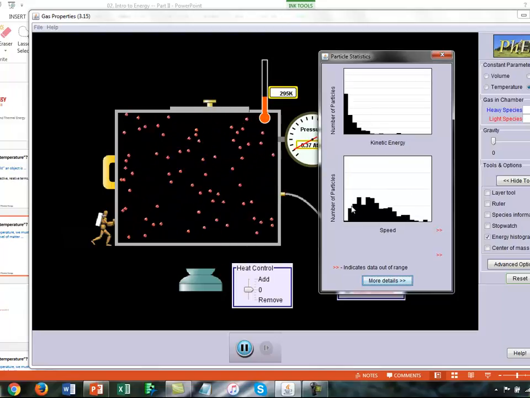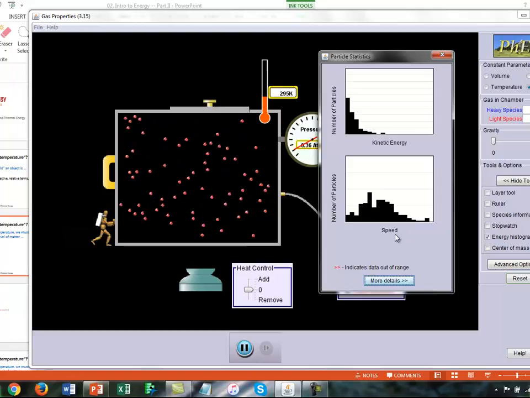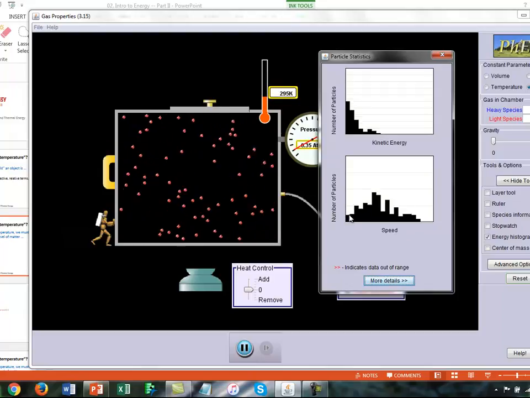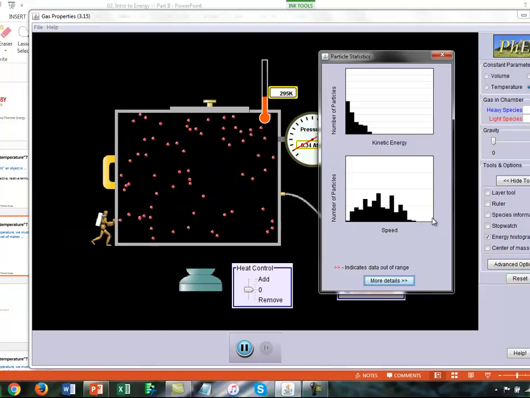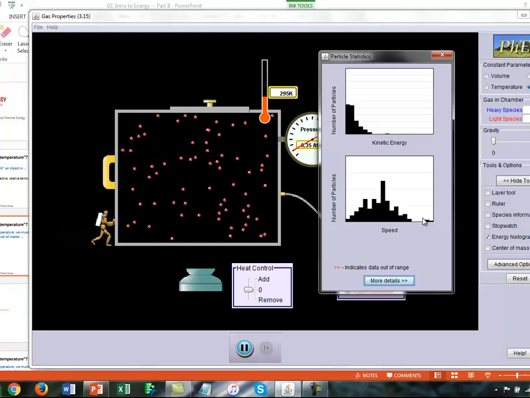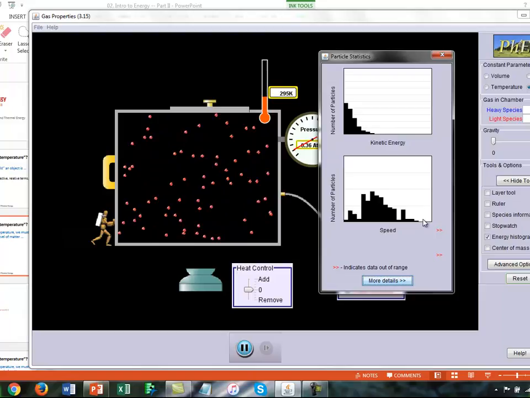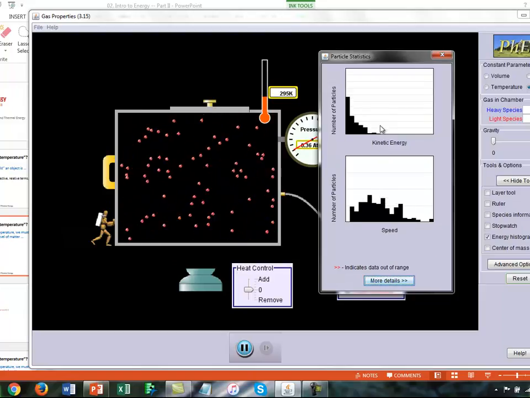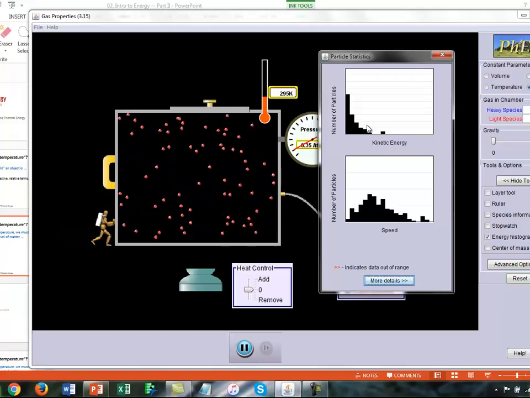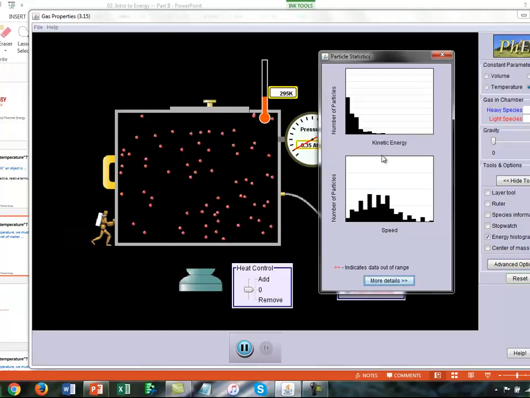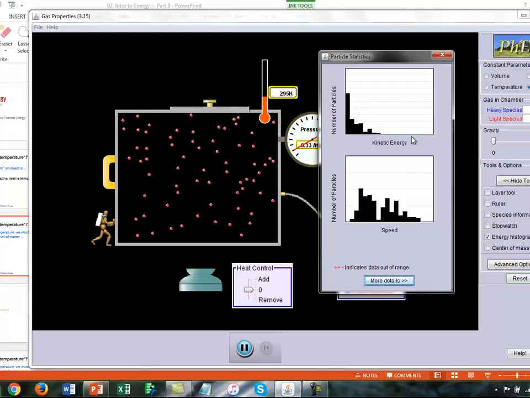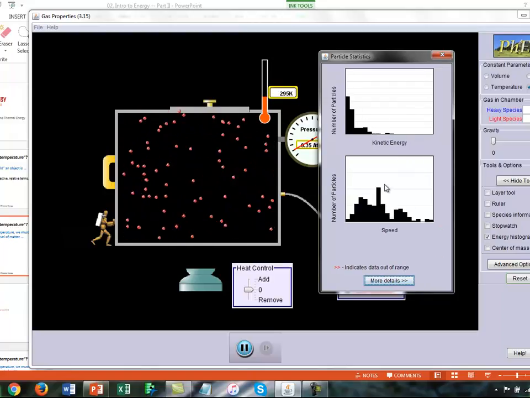You can see here on the speed distribution plot, there are atoms that are moving quite slowly down at this end, and then at the high end of the speed scale, every once in a while you see some atoms that are moving very fast. There's also a kinetic energy histogram up here at the top, and kinetic energy relates to the speed of the atoms. As the speed of the atom gets higher, the kinetic energy gets higher as well.